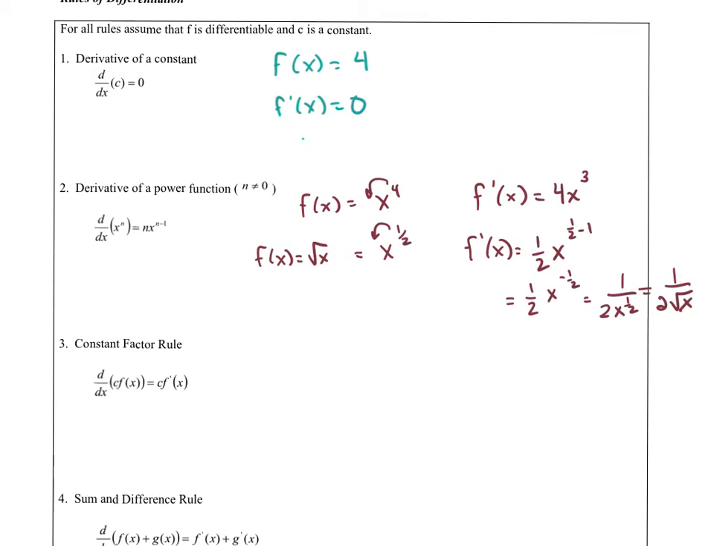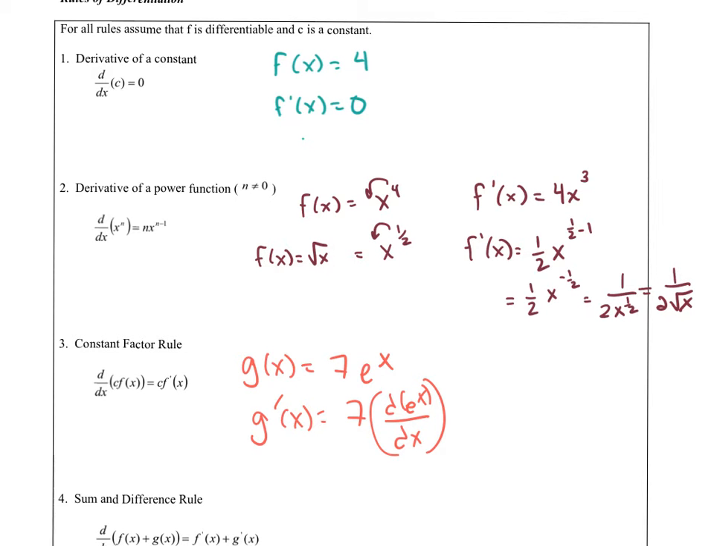We have a constant factor rule. This just says if you have a constant in front of a function, you can do the constant separate from the derivative. So if I have g of x equals 7 e to the x, then g prime of x is just going to be 7 times whatever the derivative of e to the x is, which we don't know yet, but we will eventually.